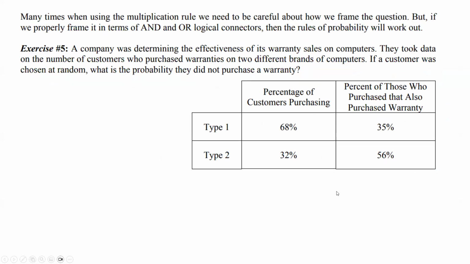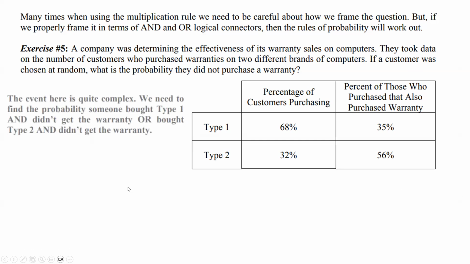Here we go. Many times when using the multiplication rule, we need to be careful about how we frame the question. But if we properly frame it with and or or, then the rules of probability will work out. A company was determining the effectiveness of its warranty sales on computers. They took data on the number of customers who purchased warranties on 2 different brands of computers. And if a customer was chosen at random, what's the probability they did not purchase a warranty? So if we look at our table, we have type 1 computer, type 2 computer, and then we have percent of customers purchasing, and then those that purchased the warranty.